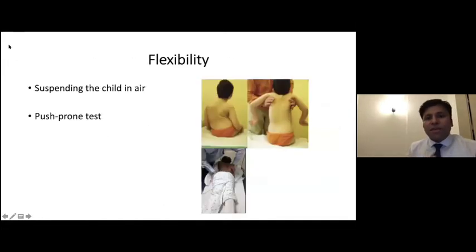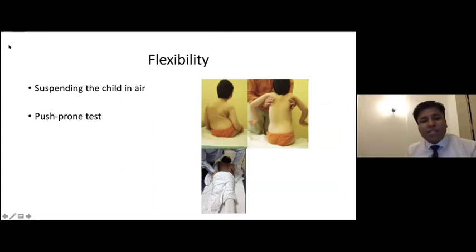Now, flexibility is also very, very important. You have to comment on the flexibility because this will decide your further management. A very rigid curve is more likely to be non-idiopathic. If the child is small, you can just hold him up, suspend him in the air, and as you can see here, the curve will just disappear.